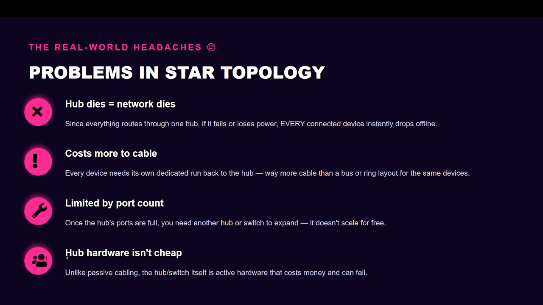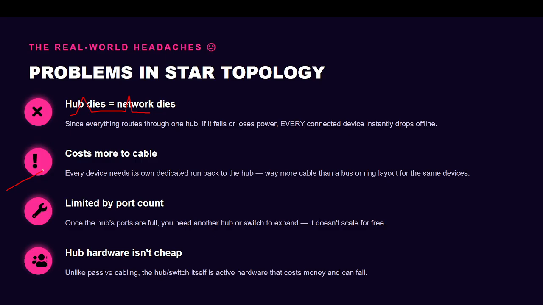Problems in the star topology. Now let's talk about what actually goes wrong, because it's not all good news. Problem number one, the big problem: if the hub dies, the entire network dies. Instantly, everyone gone. Problem two, it costs more to cable.